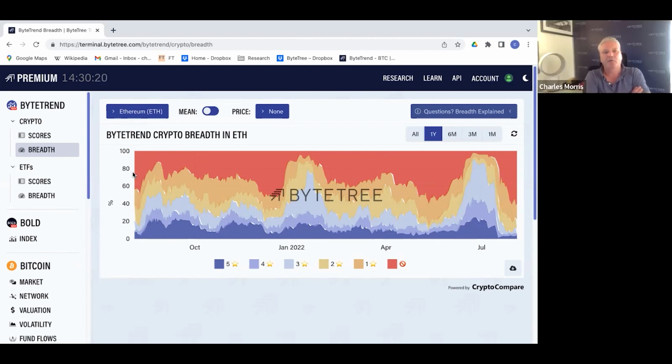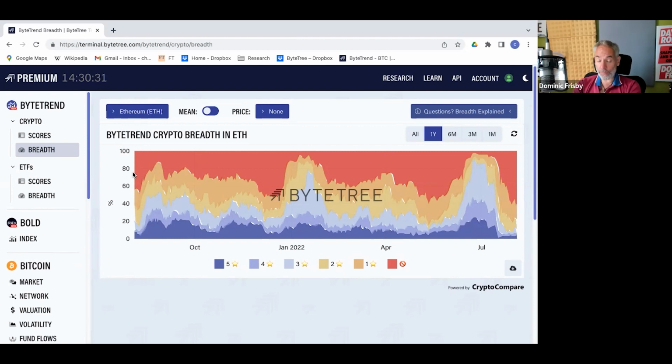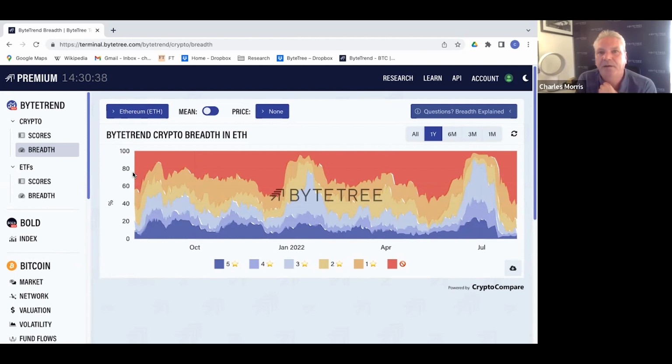Yeah, so we've got the merge in September, haven't we? It's going to go to proof of stake, and so then it becomes ESG friendly. So then mainstream investors start wanting to put it in portfolios. Funnily enough, I'm getting more people asking me how to buy Ethereum than how to buy Bitcoin at the minute. Why are there no Ethereum ETFs?